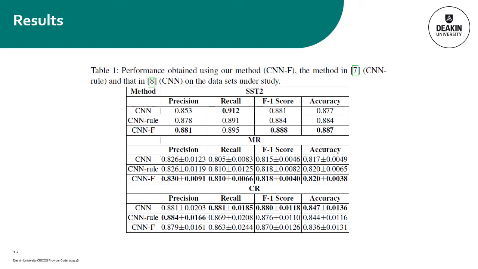So this slide shows the results obtained for the task of sentiment analysis using our method CNNF versus the CNN rule, which is constructed from iterative knowledge distillation, and the CNN, which is the base network devoid of any human knowledge support. As we can see from the results, our method performs quite well on the datasets SST2 and movie reviews, but lags behind on customer reviews, but by a very small margin.